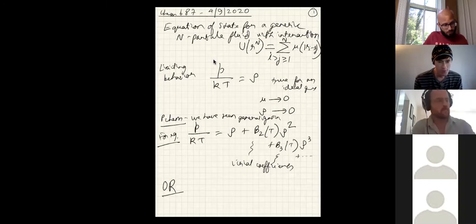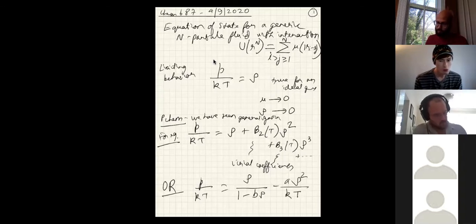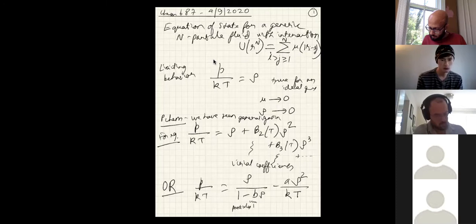So how does van der Waals look like? Van der Waals looks like P by kT is equal to rho by 1 minus b rho, minus a rho squared over kT. So very similar form, where b accounts for particles having size, because the ideal gas assumes that things are point particles. And similarly, a has a physical explanation also.